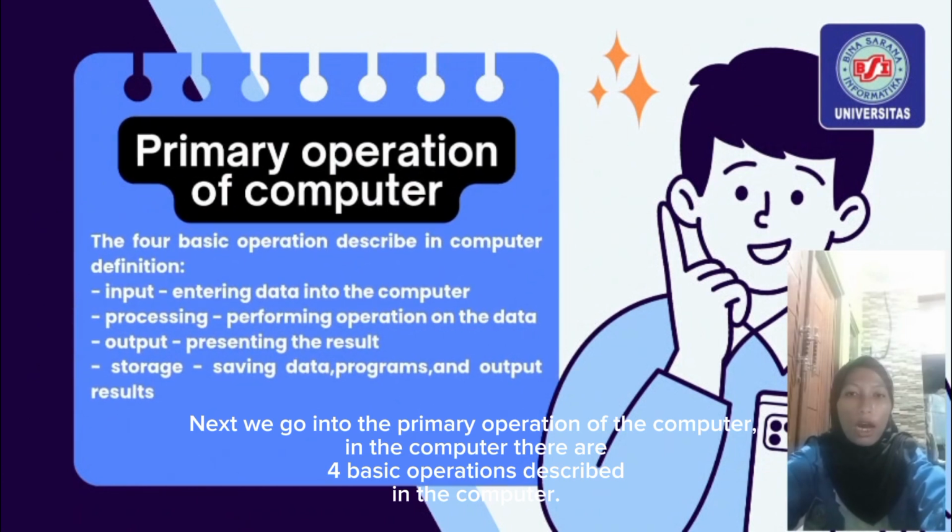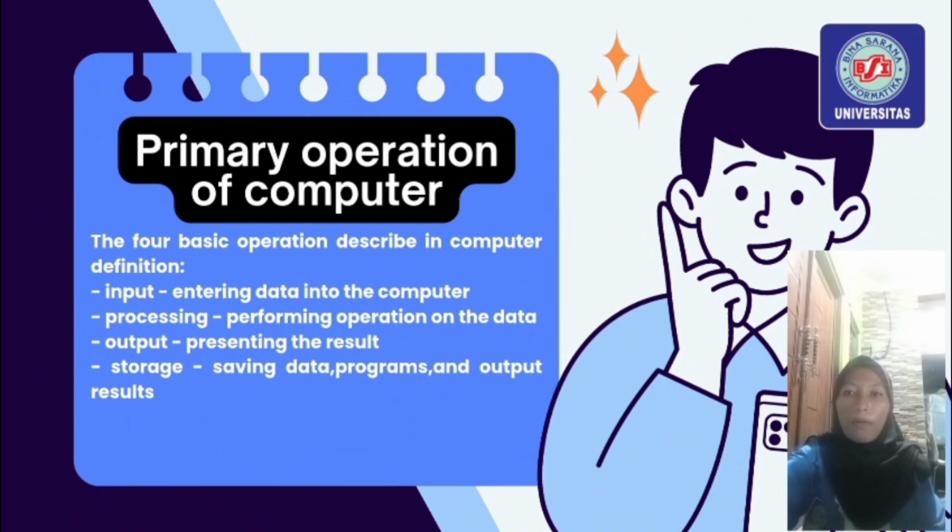In the computer, there are four basic operations. One, input; two, processing; three, output; and four, store. Input is entering data into the computer, processing is performing operations on the data, output is presenting the data, and store is saving data, programs, and output.